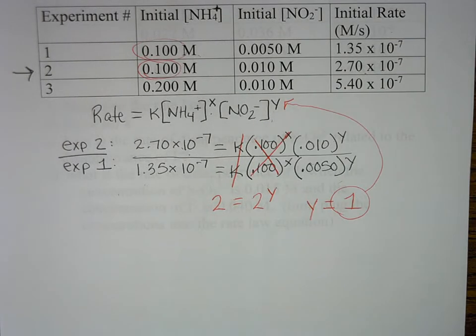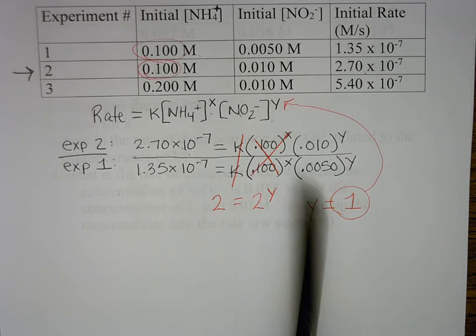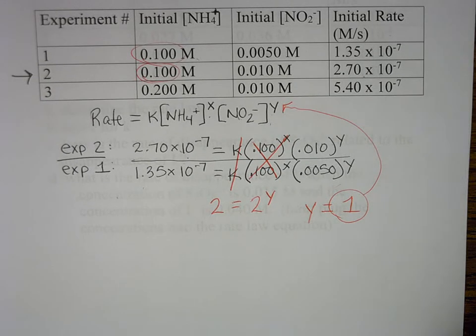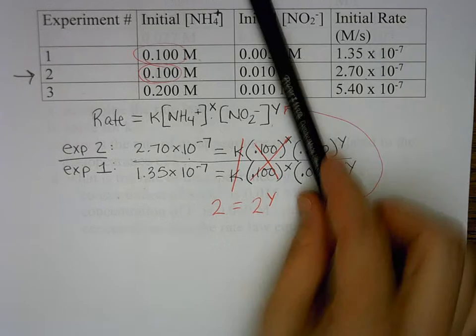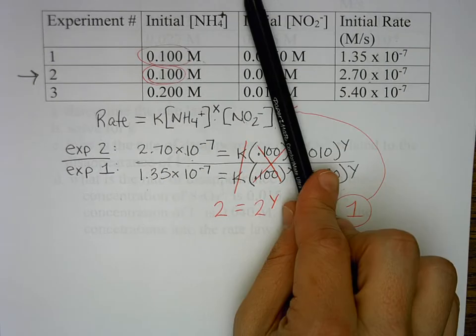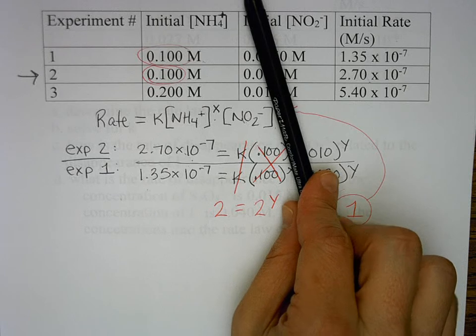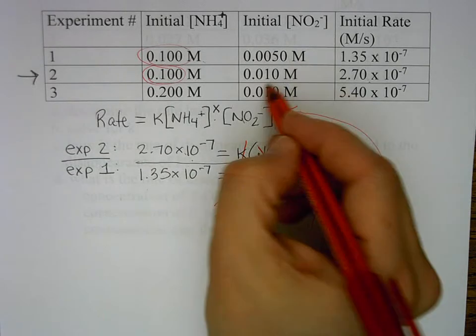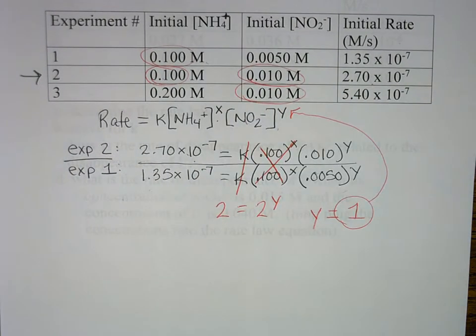So now I have to go through the same process again to try and solve for x. So I want to look for a situation where I can cancel out. I canceled out this side first so I could solve for y. So now I want to see if I can cancel things on this side to solve for x. The 2 experiments that give me something I can cancel would be experiment 3 and experiment 2.